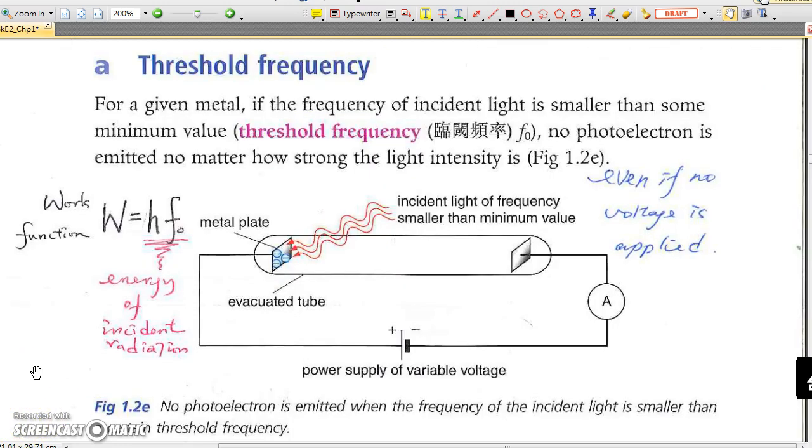And I think you may want to know why. Let me tell you. When there is an incident light of frequency f0, the scientists say that the light has an energy of hf0, where h is a constant, the so-called Planck's constant. If this energy is big enough to pay off the so-called work function of the metal plate, which is the minimum charge for the electron to go away, then there can be photoelectrons produced. And so the work function explains why there is a threshold frequency to start photoemission.